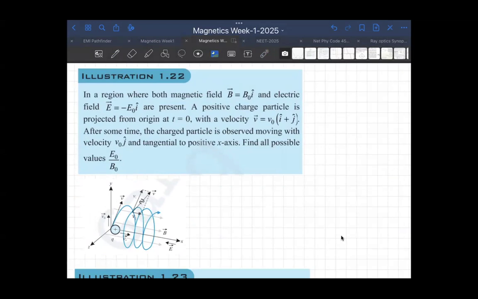In a region where both magnetic field and electric field are present, a positive charged particle is projected from origin at t equal to 0 with a velocity v naught i cap plus j cap. It has two components. One component is along the magnetic field. One component is perpendicular to the magnetic field. Here, fortunately, both are in the same direction. Both electric field and magnetic field are along the same direction. Try to remember yesterday's class.